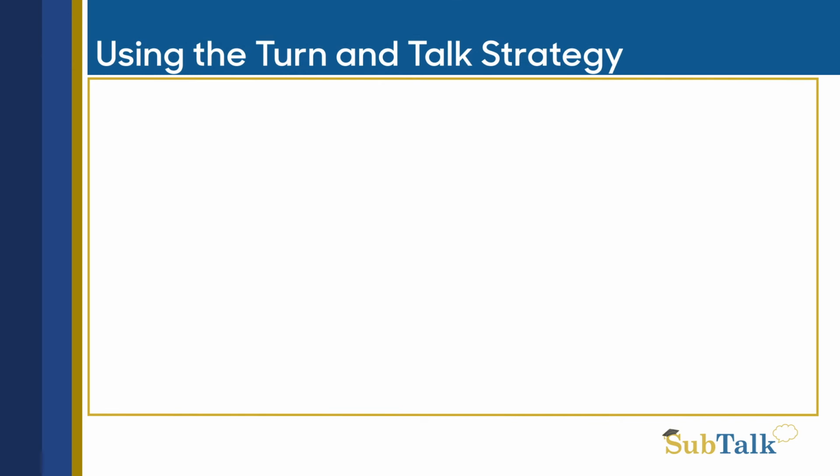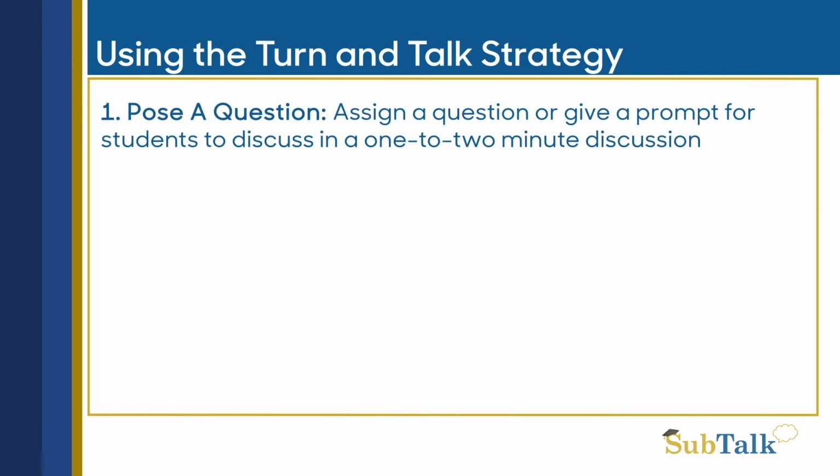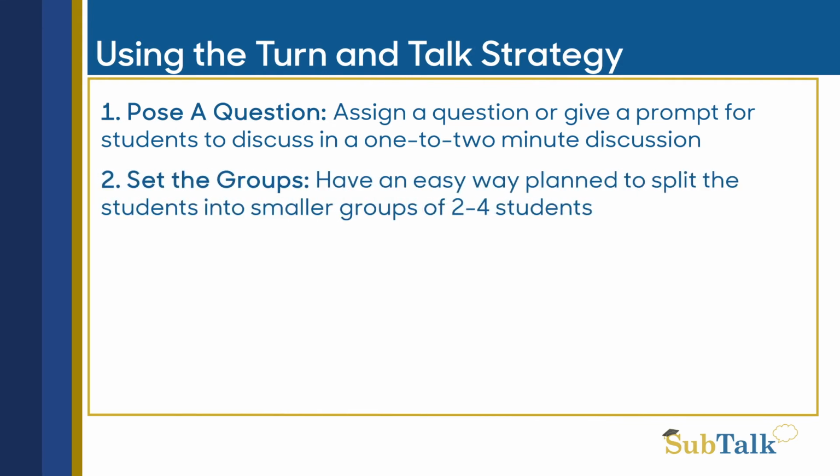To use the turn and talk strategy, Step 1. Pose a question. In the class, assign a question or give a prompt for students to discuss in a 1 to 2 minute discussion. More time may be required depending upon the prompt or question. Step 2. Set the groups. Have an easy way planned to split the students into smaller groups of 2 to 4 students, either by turning to the person next to them or numbering students off. This should be quick and efficient.